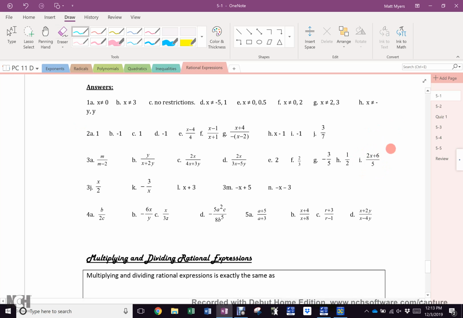If I give you answers and they look like they don't make sense because somebody from the other class had this as an answer, and then I must have done it wrong, it's because she didn't see that that is 2x plus 6. Everybody understand? Okay.